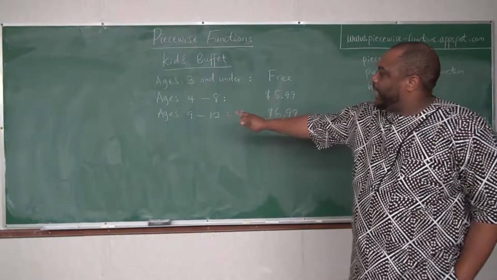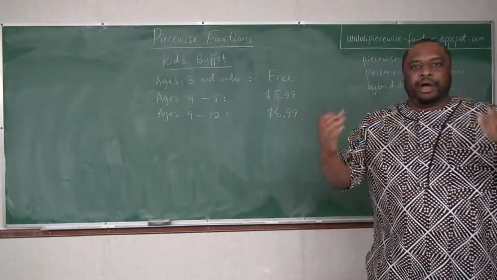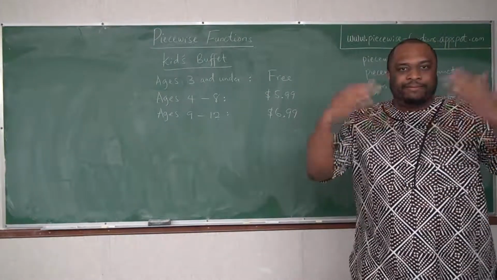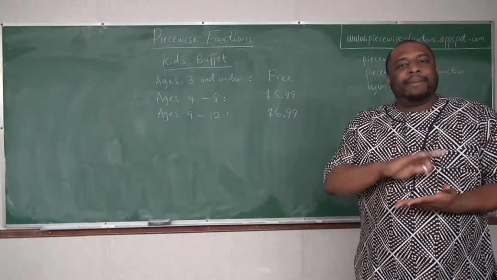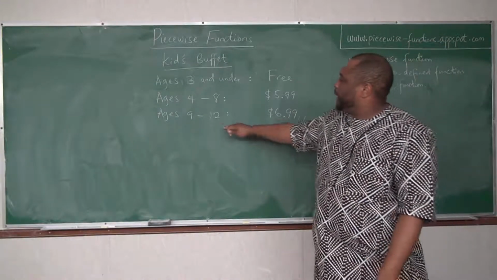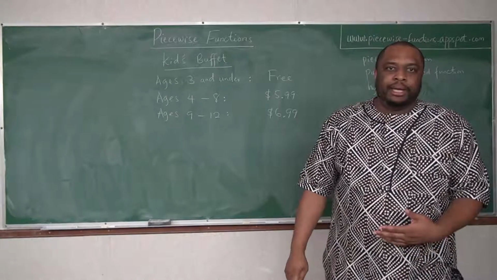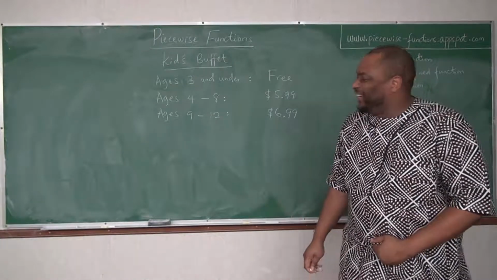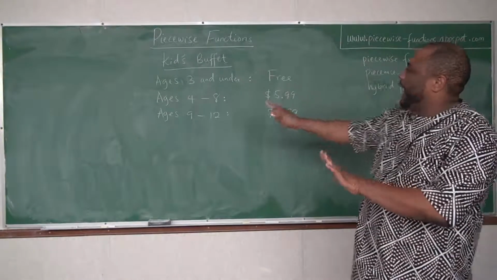So as you can see here, this is a piecewise function because we don't have one size fits all. We don't have an amount for everybody. And of course, if you're above 12 years old, that means you're no longer a child. All right. Now, how do we write this?